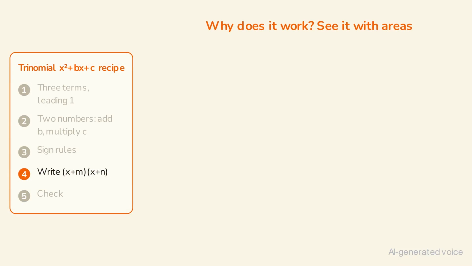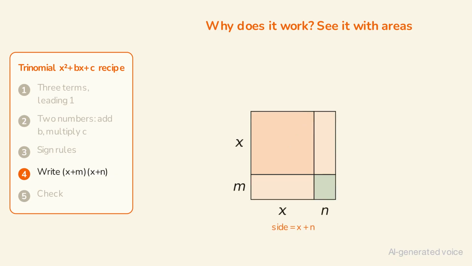Let's see it with a picture with areas. Picture a rectangle with sides x plus m and x plus n. Its area is (x plus m) times (x plus n). Splitting each side into x and the number, the rectangle is divided into 4 pieces. The first is a big square of area x squared. The 2 on the sides are rectangles, one of area n times x, and another of area m times x. Together they are (m plus n) times x, exactly the middle term. And the last is the little rectangle of area m times n. Adding the four pieces, we get x squared plus (m plus n)x plus m times n. That's why the two numbers add to b and multiply to c.